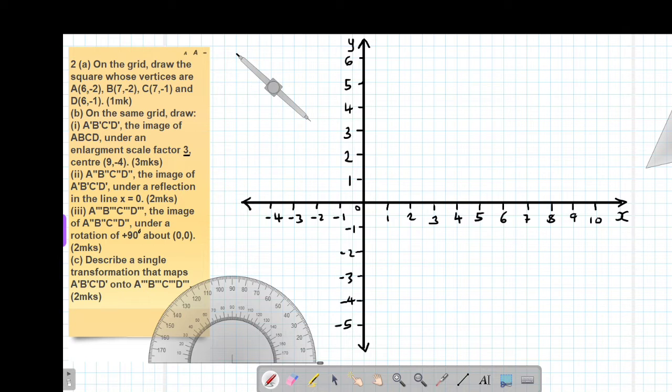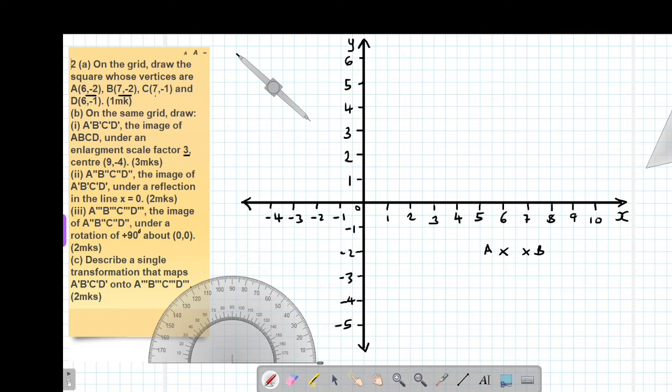So the first point A has the coordinates of 6, -2. So this is +6, then -2. -2 is somewhere here. So this is 6, -2. So that is the point labeled A. Then point B, we have 7, -2. So this is 7, then -2, of course, is here. So this is our point B, 7, -2.